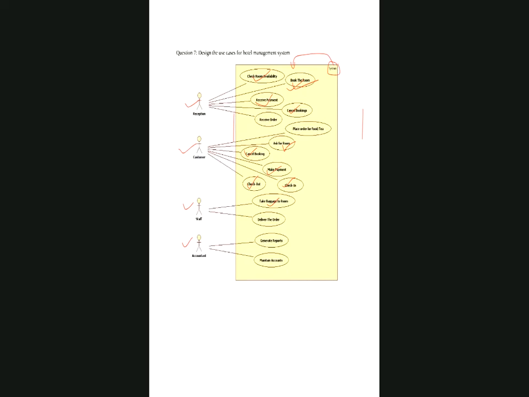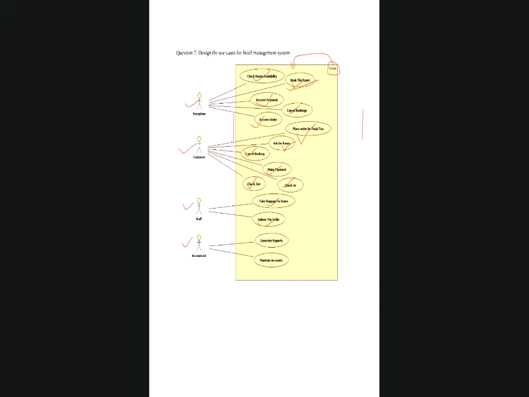Now, sometimes what happens is the customer, after getting a room, gets hungry and wants to place some tea or food orders. So he will call the receptionist. The receptionist receives this order, and after receiving it, the receptionist will give this order to the staff for delivery of it. Okay.